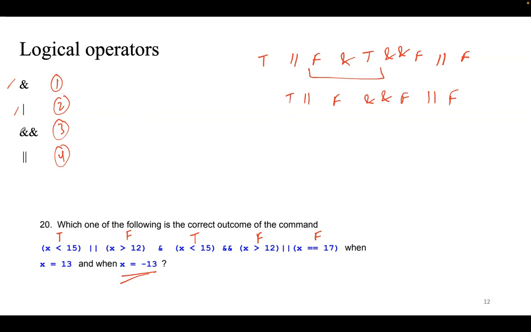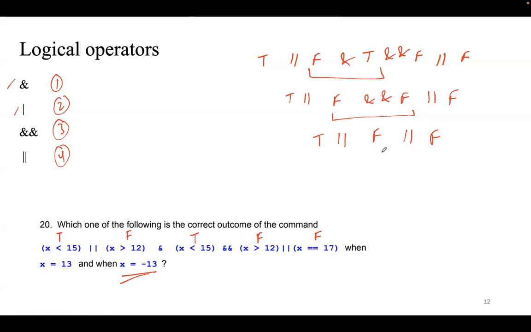So then I solve the double AND. So false and false. Since there's a single false, it's not a list of false here. So I just solve this thing. So false and false. This is also going to give me false, right? So true or false. Now I can solve it.